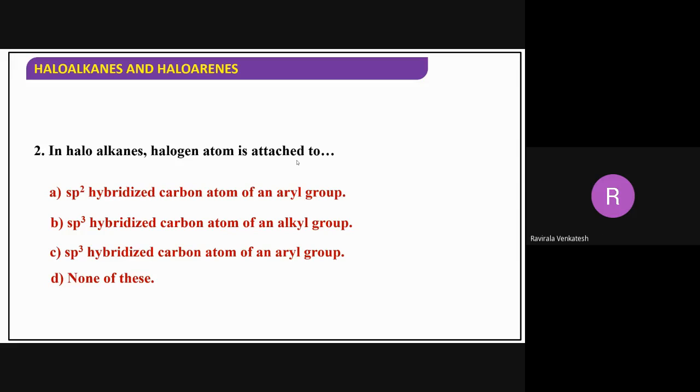Yes, P3 alkyl group. Kiran is there? Yes, sir. Better, which option is correct?